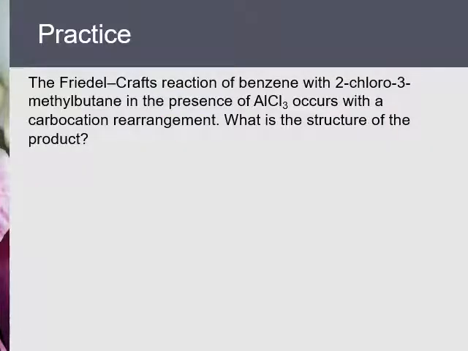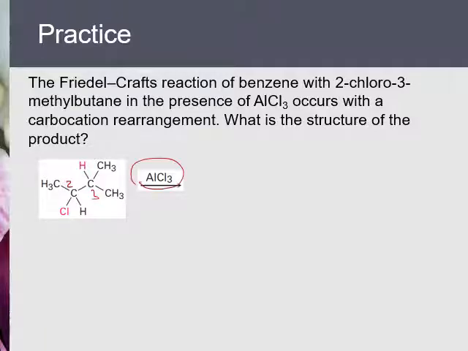Practice. The Friedel-Crafts reaction of benzene with 2-chloro-3-methylbutane in the presence of aluminum chloride occurs with a carbocation rearrangement. What is the structure of the product? Okay, so we look at the activation step, and here is the structure of 2-chloro-3-methylbutane, activated by aluminum chloride.